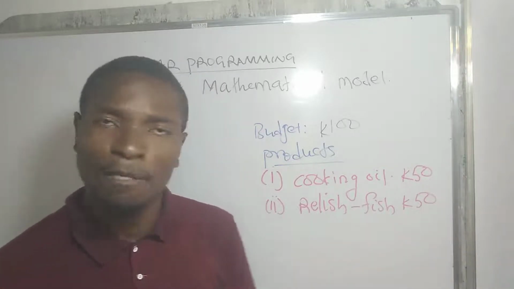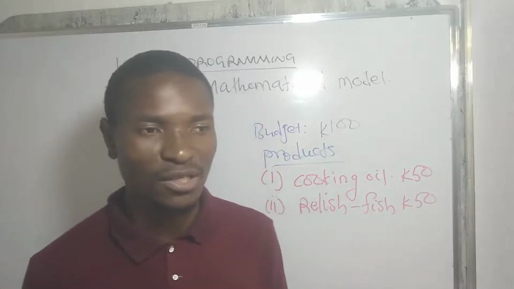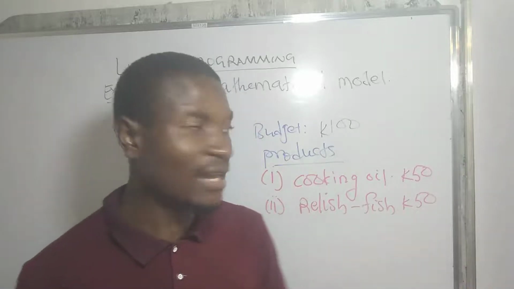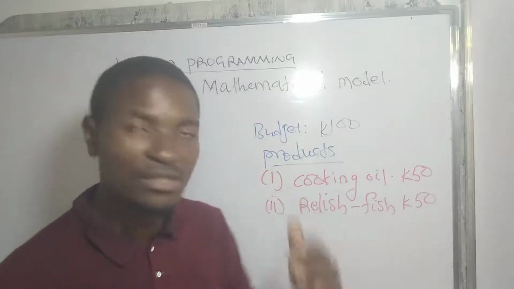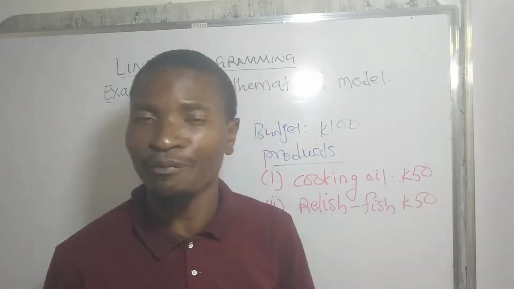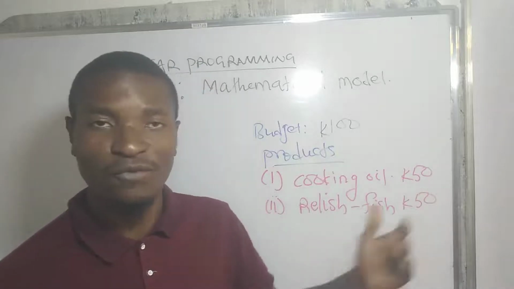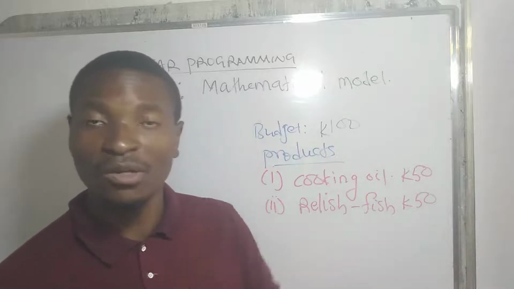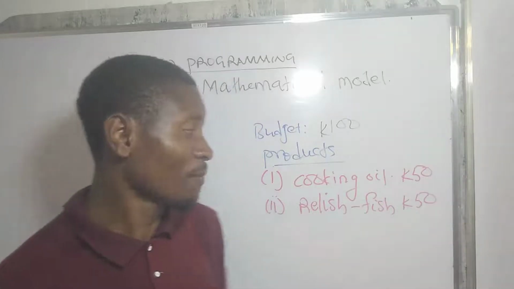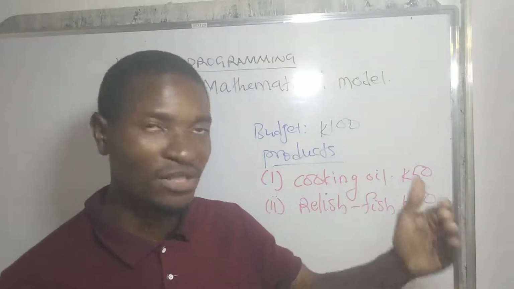If you have 100 kwacha, you are not going to be able to buy the two products if any of the prices are not in the range that you predicted. If the real price on the market of cooking oil has gone up to 70 kwacha, and the radish has gone up to maybe 60 kwacha.